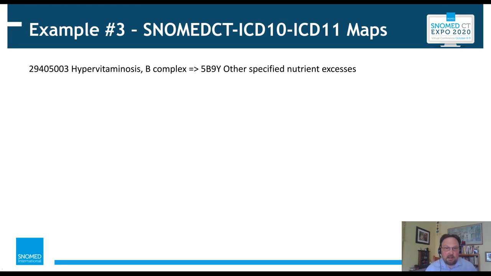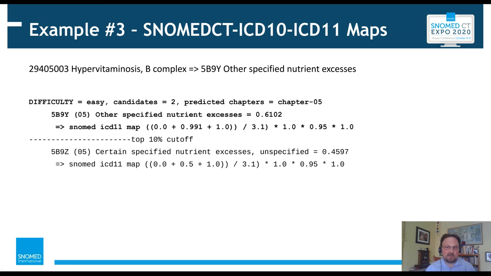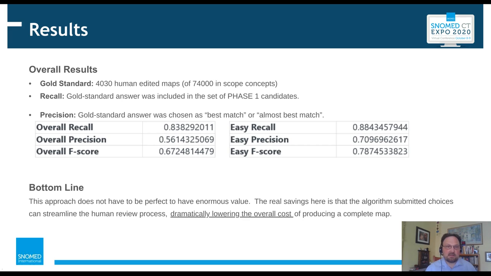And then number 3, we've got a case that came through the ICD11 maps. Here you can see there's very little lexical or even word similarity semantic comparison between hypervitaminosis and other specified nutrient excesses. But this is a pretty clear map from SNOMED to ICD10 to ICD11 that puts us pretty much in the right space, and we wind up with a choice between the other or unspecified examples. In the end, the algorithm picks other instead of unspecified because this does actually have specification.